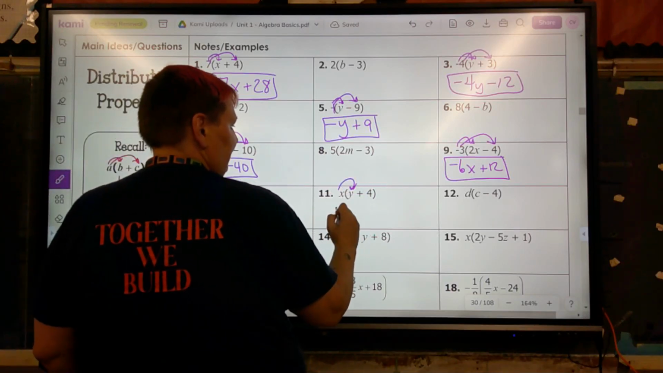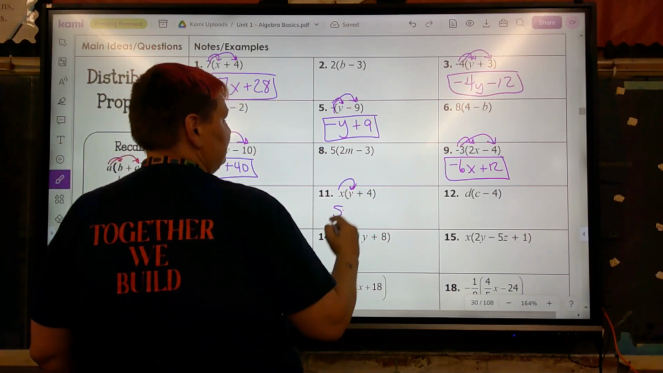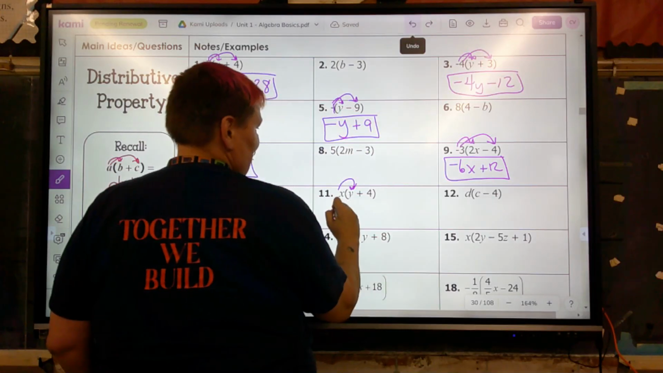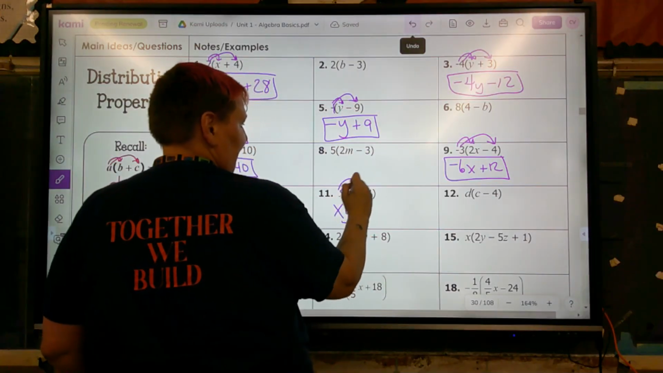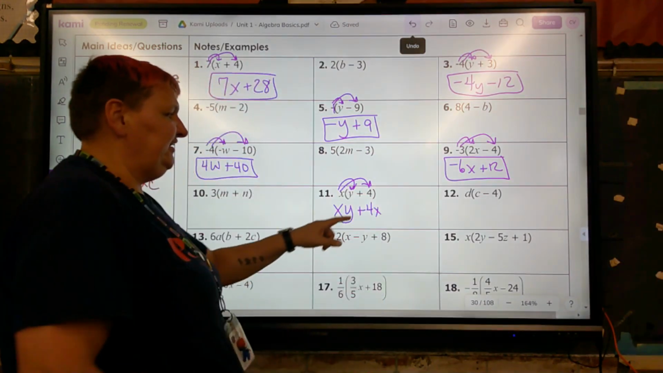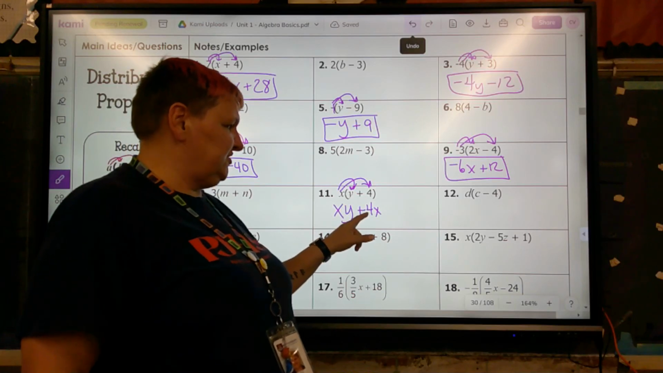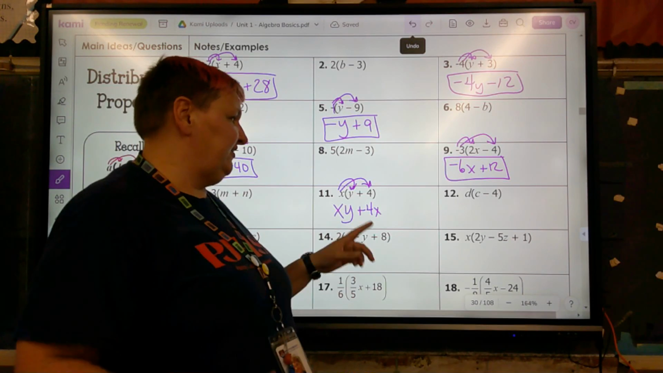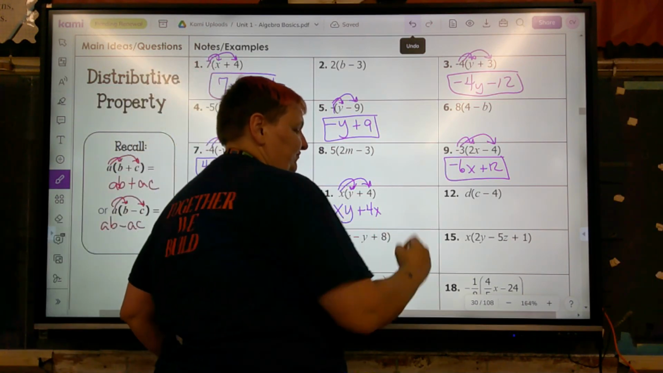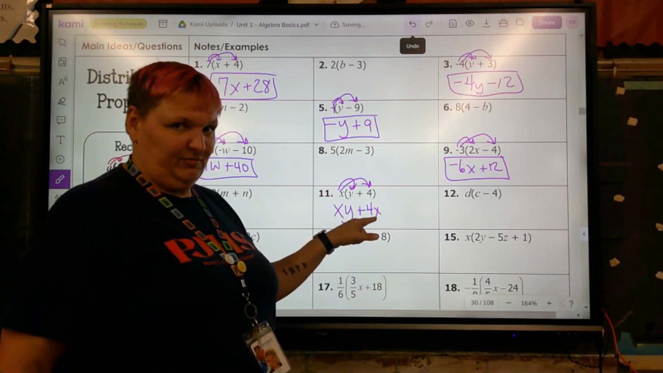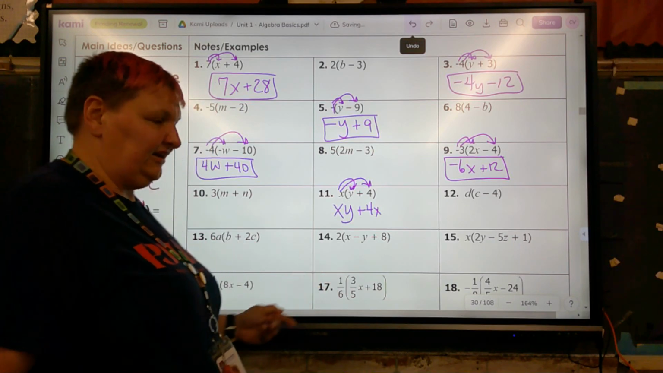Negative x times negative y, or that one's silly. Negative, nope, still silly. X times y is xy. X times 4 is 4x. When you're writing it, you should put the coefficient and then the variable. It's called a coefficient because they work together. It should be coefficient then variable. Number then letter. Okay?